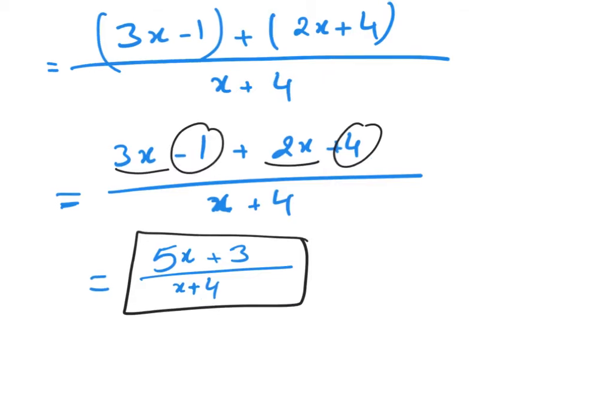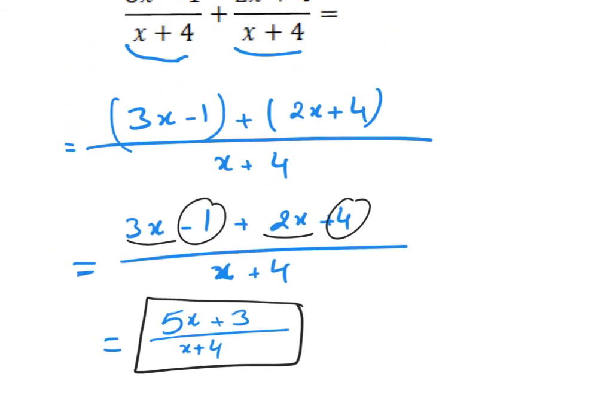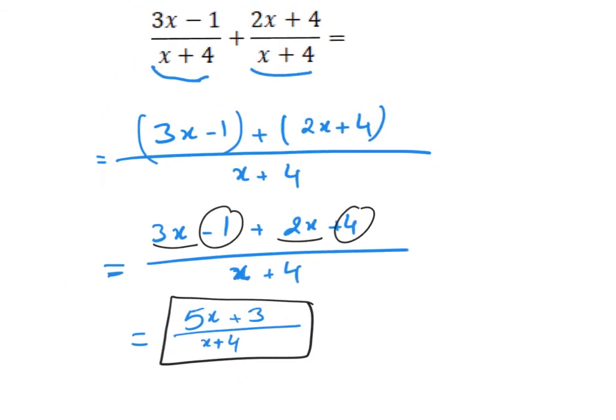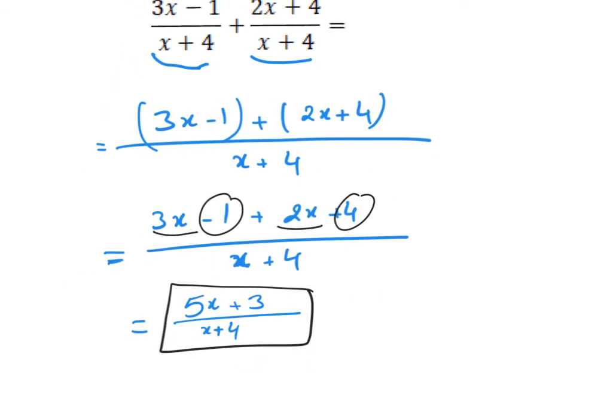As you can see, we added two rational expressions with like denominators, so we don't have to find the LCD, which is the least common denominator.